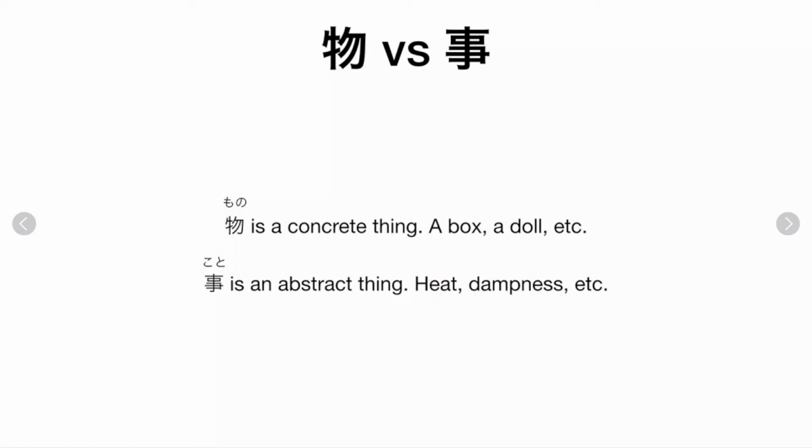Okay, here are a couple of nouns that are very important: mono and koto. Mono is a generic noun that means thing. Koto is also a generic noun that means thing. The difference is mono is for concretely defined things, like a box, a doll, something like that. But koto is for abstract things, like heat, dampness, those kinds of abstract concepts.